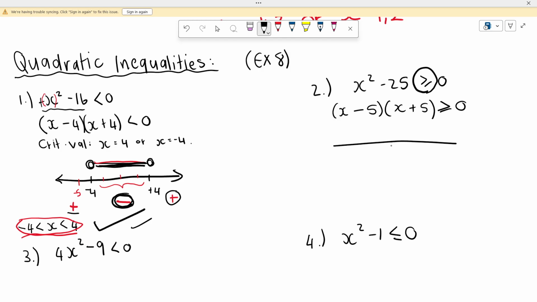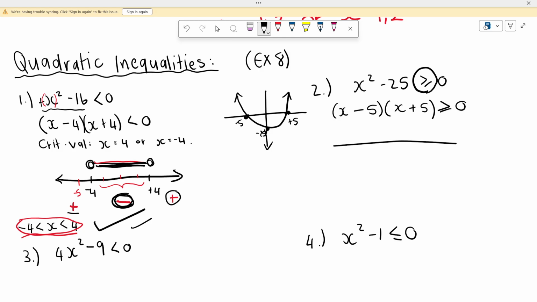Now go draw your number line. Okay, wait. First, let's go draw it on a parabola. This is going to look something like this, where your value here is negative 5. Here it's positive 5. Here it's going to be negative 25.